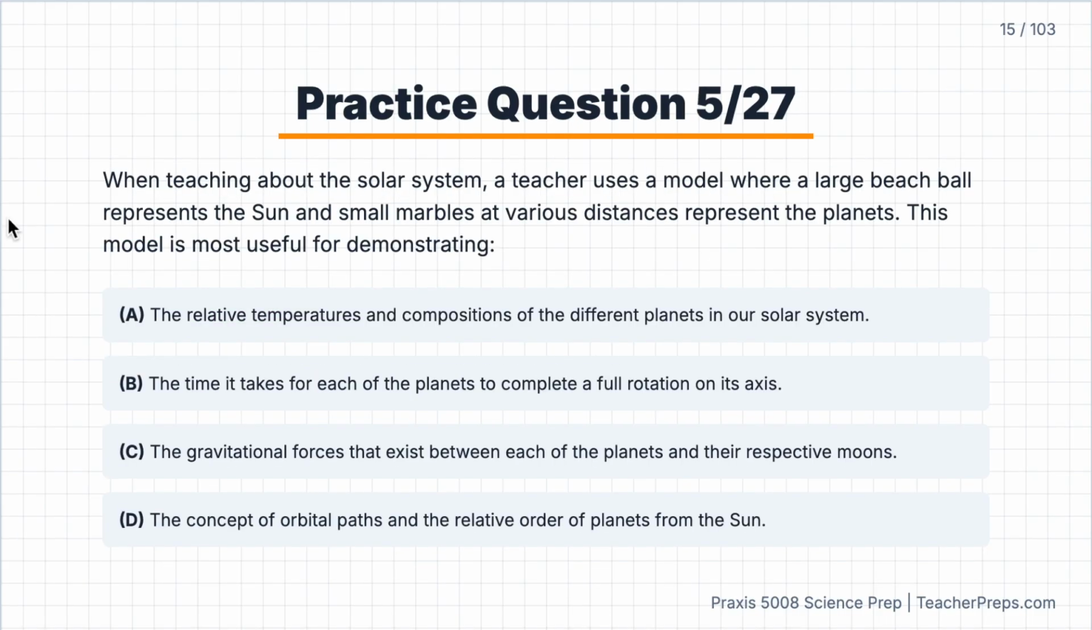Question 5. When teaching about the solar system, a teacher uses a model where a large beach ball represents the sun and small marbles at various distances represent the planets. This model is most useful for demonstrating what? Pause the video, choose the best response, and then we will have a look at the correct response together.